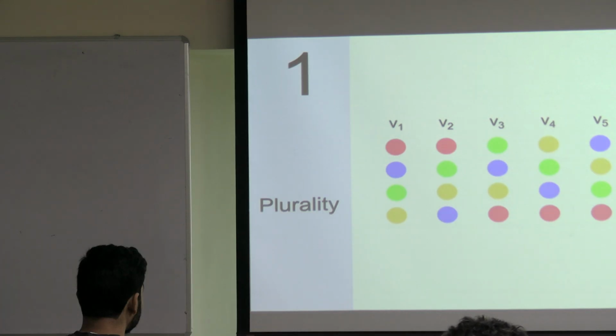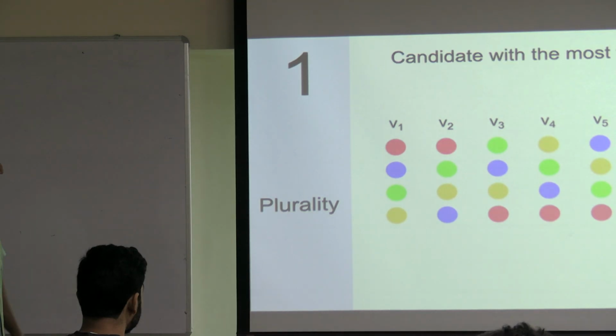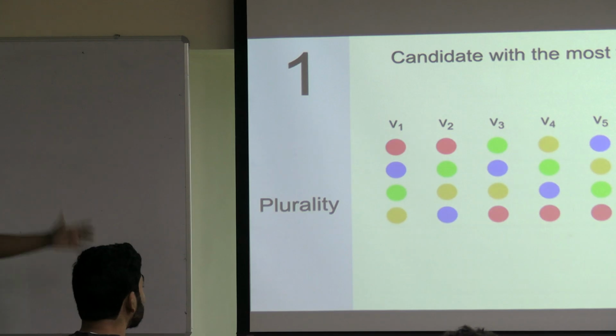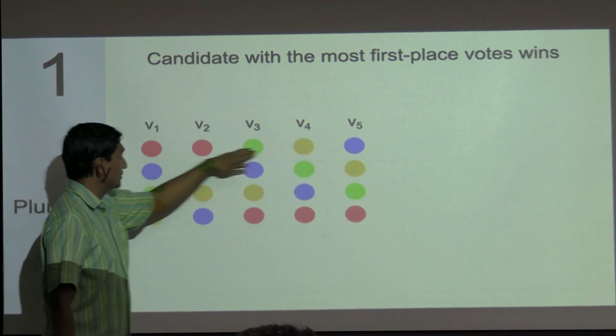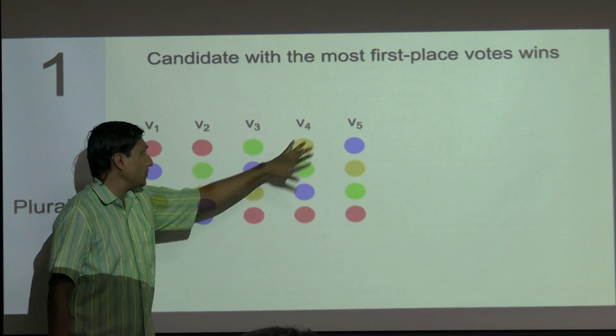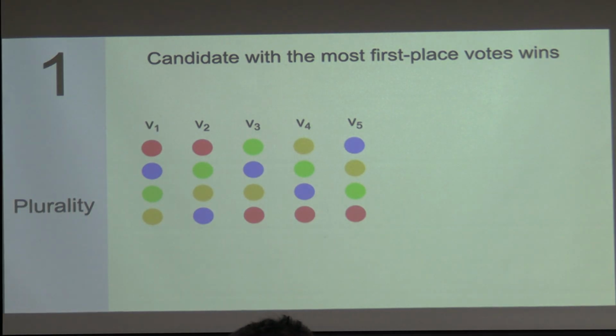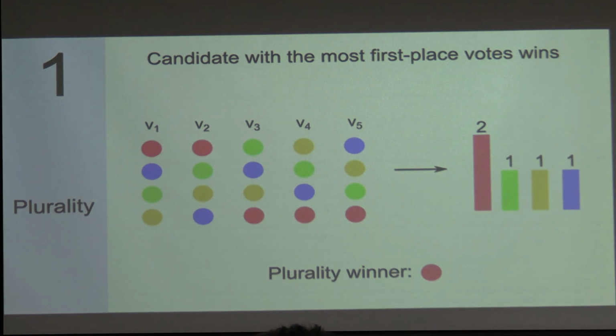So as before, you have an input given like this. The voting rule plurality says that you look at the candidate who has the most first place finishes. So just look at this top row, ignore the rest, and figure out who is the most supported candidate. In this case, it is red. Red is first place for two voters, so its plurality score is 2. For all other candidates, the score is 1. Because red has the highest score, it's the plurality winner.